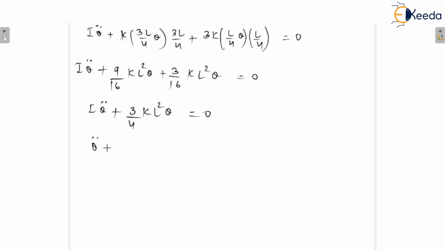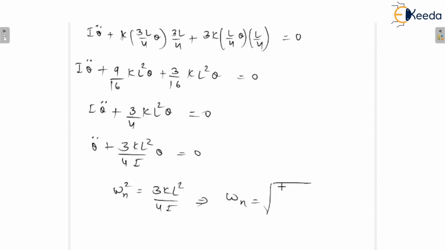So now the last step: I theta double dot plus 3K L square by 4 theta equals 0. When you compare this with the general equation, you will find that this term denotes omega square. So omega square is equal to 3K L square upon 4I. That means omega n, the natural frequency, would be under root of 3K L square upon 4I. This is equation number 2.